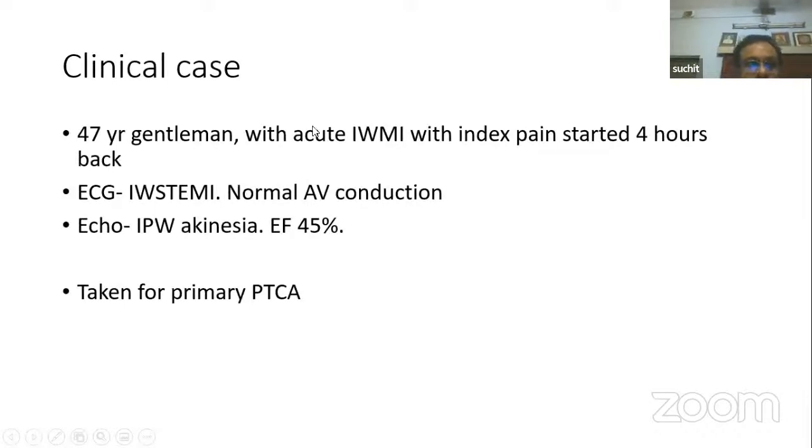So this is a case of a 47-year-old gentleman who presented with an acute inferior wall MI, with pain starting around 4 hours before the time of presentation. The ECG looked like a classical inferior wall STEMI. There were no conduction disturbances. The initial echo showed an EF of 45%. There was no MR, no dissection, no other problems. All peripheral pulses were equally palpable. BP was 120 by 70, pulse rate was around 56 or 58. So after discussion with the relatives, we took the patient for a primary angioplasty.